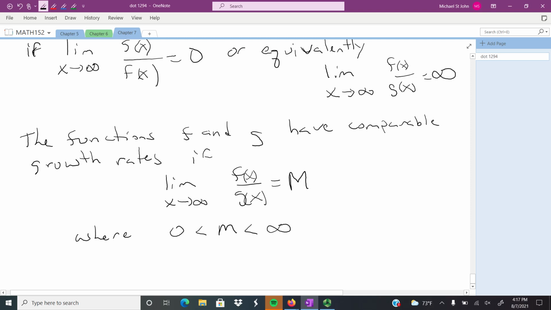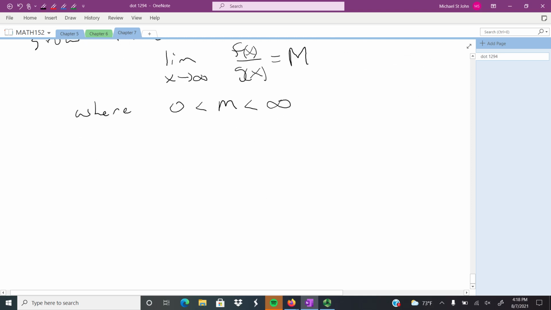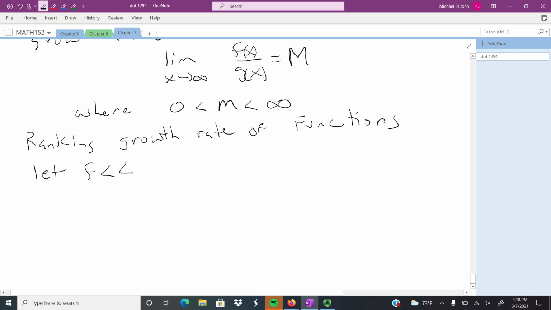So in terms of my growth rates of functions, we have this. So let f be much, much smaller than g, which means that g grows faster as x goes to infinity.